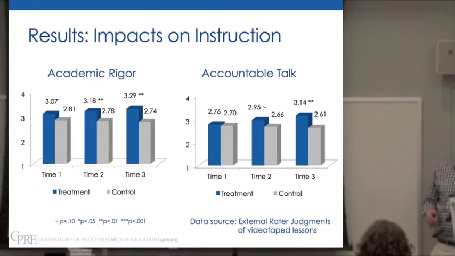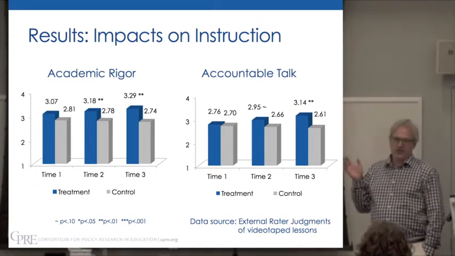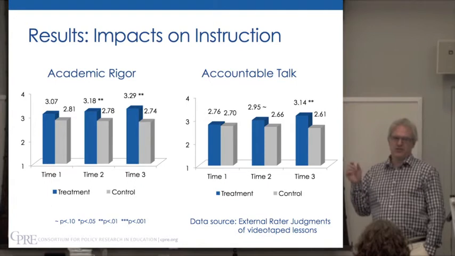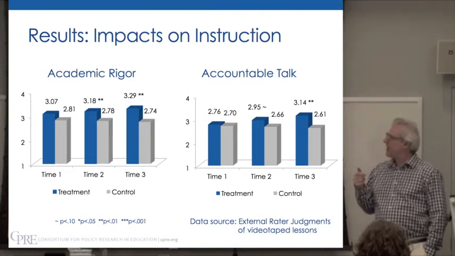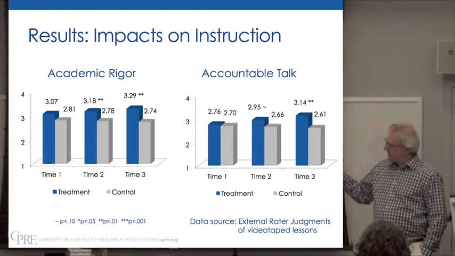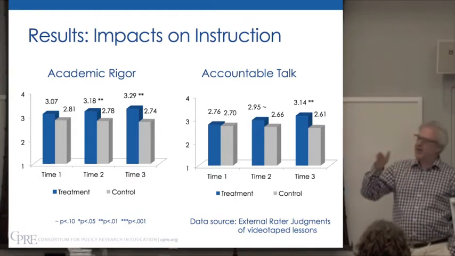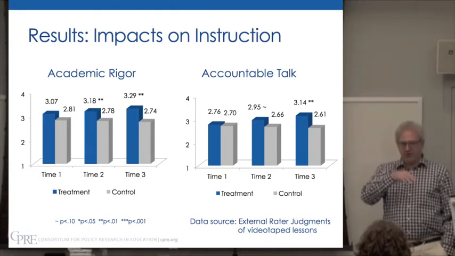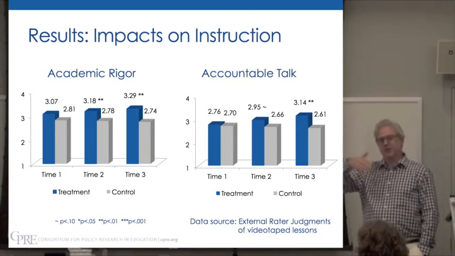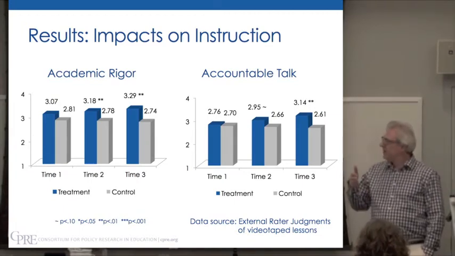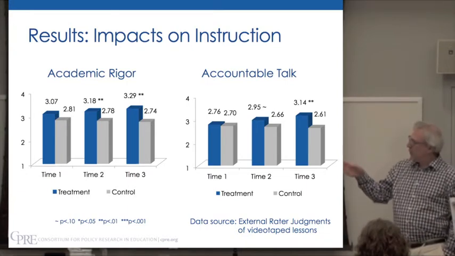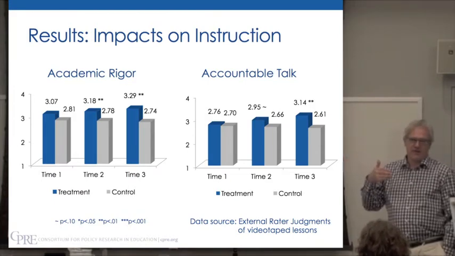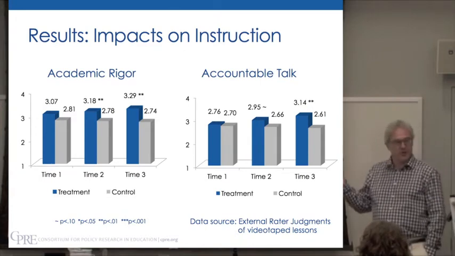Impacts on instruction. So these are the ratings of the external judges of the academic rigor and accountable talk of the lessons. The interesting thing is that at time one, which if you go back to the design, time one occurred, the lesson was videotaped before any of the treatment occurred, because the treatment really didn't occur until you got feedback at the end of the unit. And at time one, in both cases, there was no effect, which may be a consequence of the success of random assignment, right? So the groups were equivalent to start with.